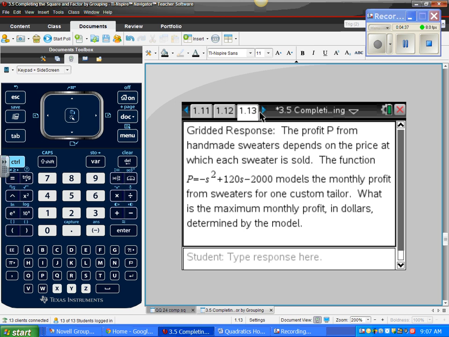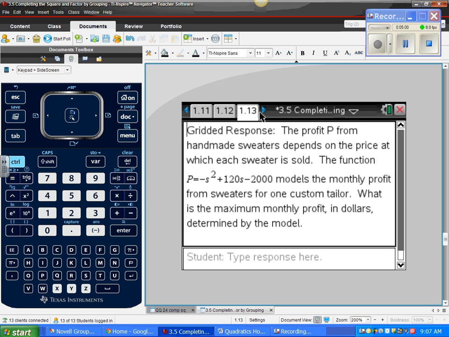I'm sorry? Yeah, if we're going to do this by completing the square, we would want a positive S squared. But the question, what is the question asking for? Yeah, the maximum monthly profit. So where would I find that? The vertex, yeah. What part of the vertex would give me my profit? The Y value, the range, right?